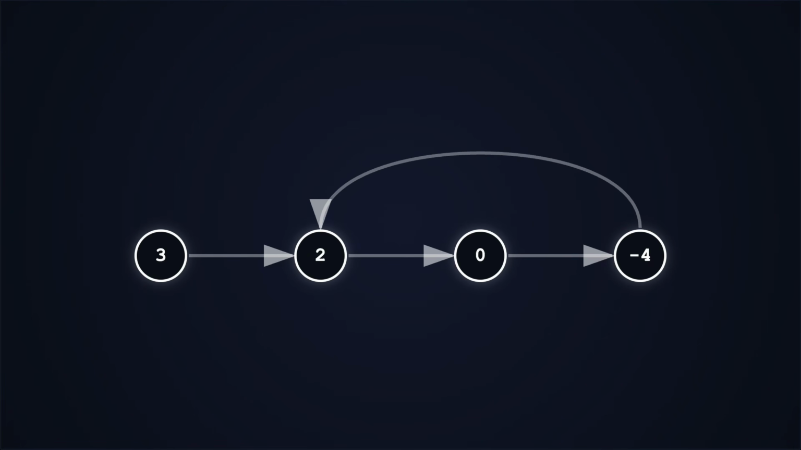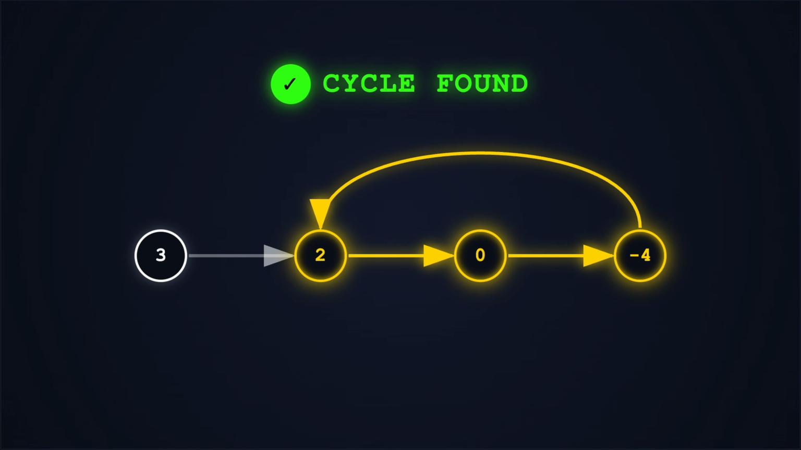You're halfway through a coding interview. You've just found a cycle in a linked list, and then the interviewer drops the follow-up question. "Great, now tell me exactly where the cycle starts, and do it without using any extra memory."